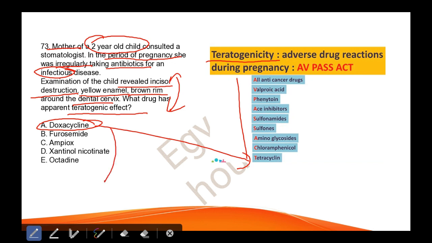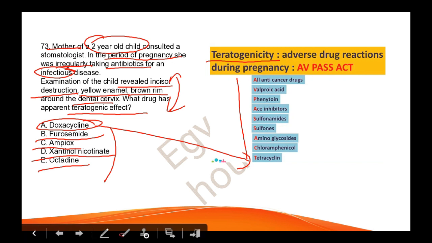You can exclude these three by remembering that furosemide is a loop diuretic, Ampiox is a combination between ampicillin and oxacillin, and these are both penicillin drugs. Xanthinol nicotinate is a vasodilator, and octadine is used for hypertension diseases.